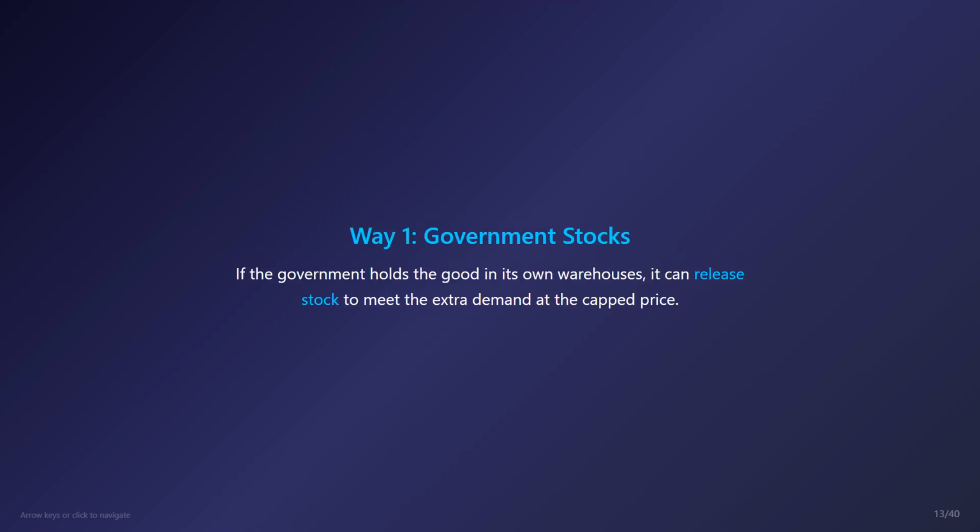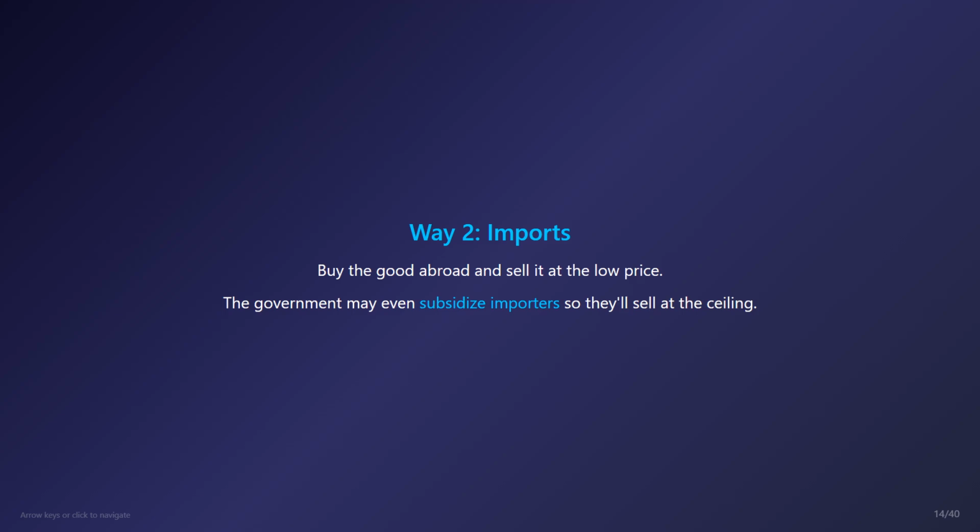The first way is to use government stocks. If the state holds the good in its own warehouses, it can release that stock into the market, selling it at the capped price to satisfy the extra demand. The second way is imports. The government buys the good from abroad and sells it at the low domestic price. It may even subsidize importers, giving them an incentive to bring in the good and sell it at the ceiling.